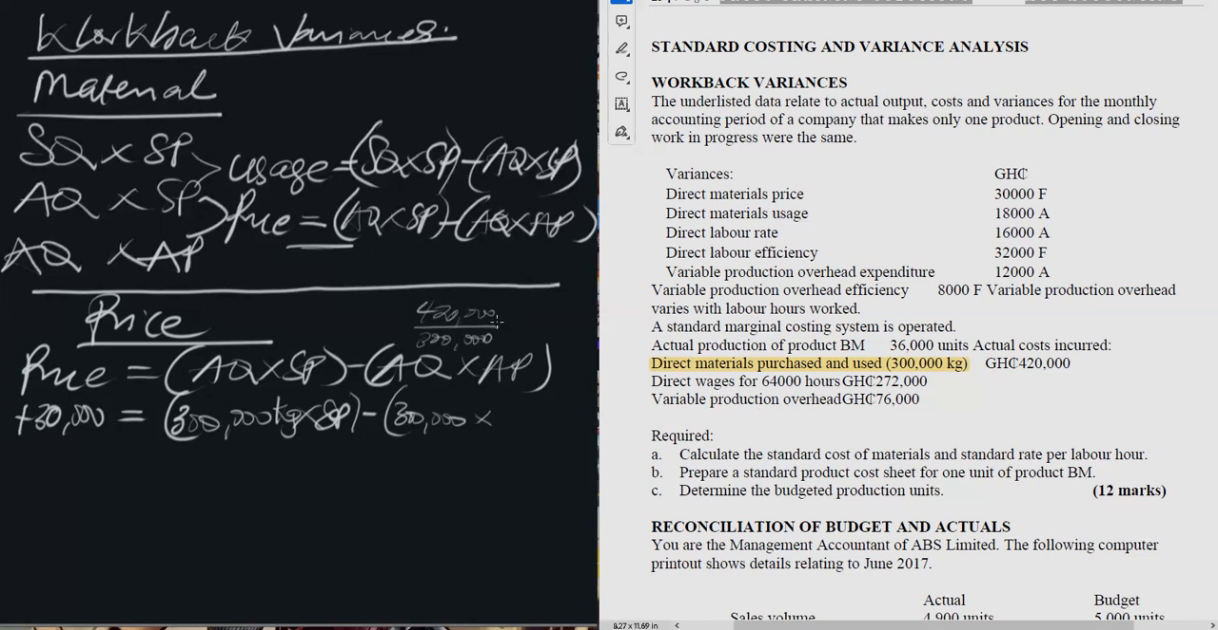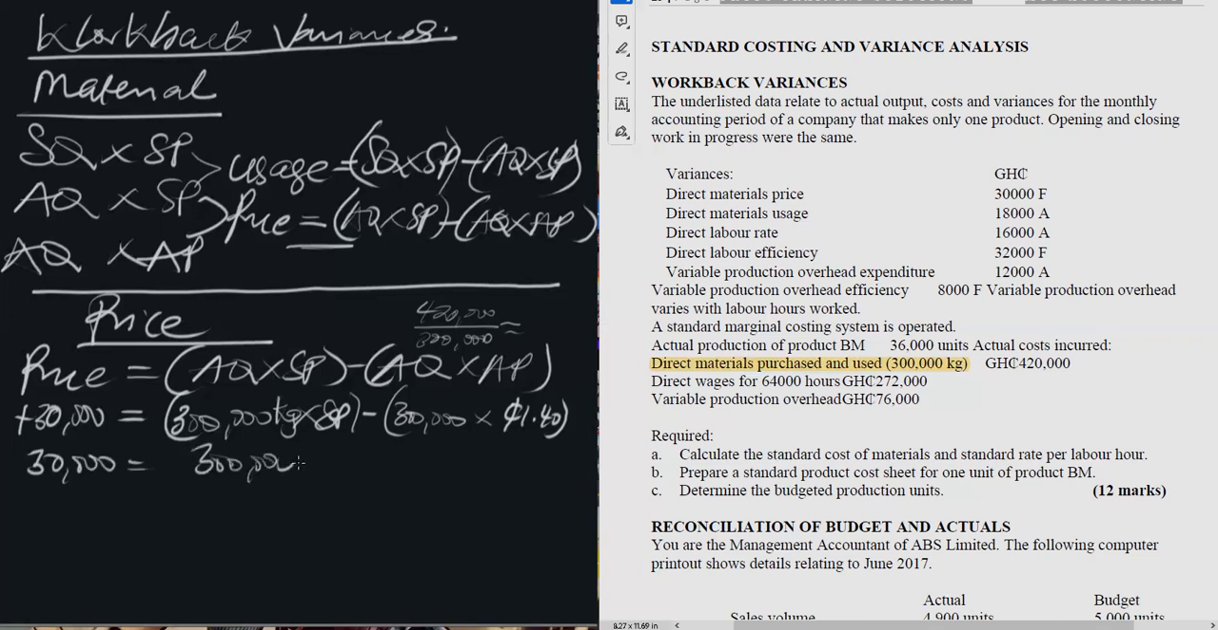But if you want to get it again, then divide the 420 by the 300 to get the actual price and still put it there. When you multiply, you still get 420. So 420 divided by 300 gives us 1.40. So I put the 1.4. That's the actual price, which still gives you 420. Now that I have this, I can expand, with SP, my standard price, being the missing figure. So I say 30,000 equals what?